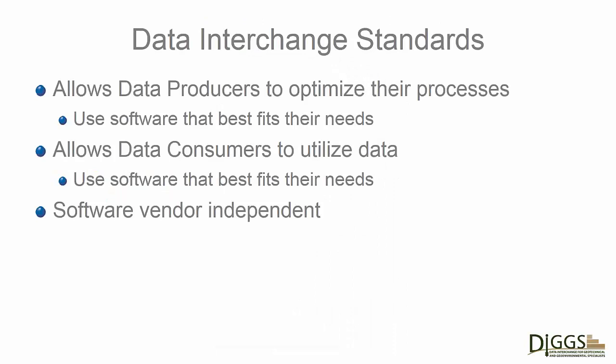So what data interchange standards allow is that data producers, whether within your organization or external to it, might be scenarios where you're working for a DOT, and they want to provide you historical data for when the road was originally built. So a producer could be internal or external, but then it allows data consumers to actually utilize the data using software that best fits their needs, and that software may be different than who produced it. So both sides of the equation are allowed to use software that suits their needs.